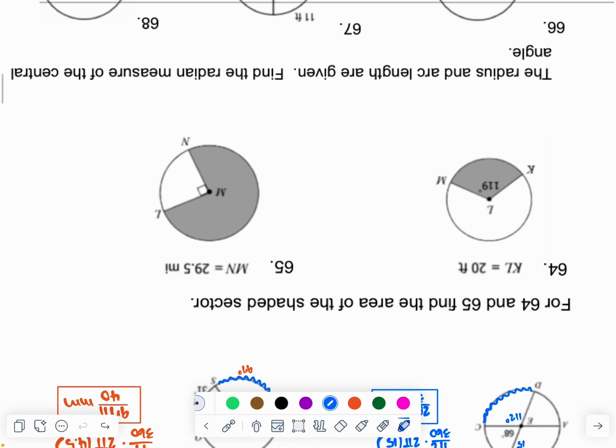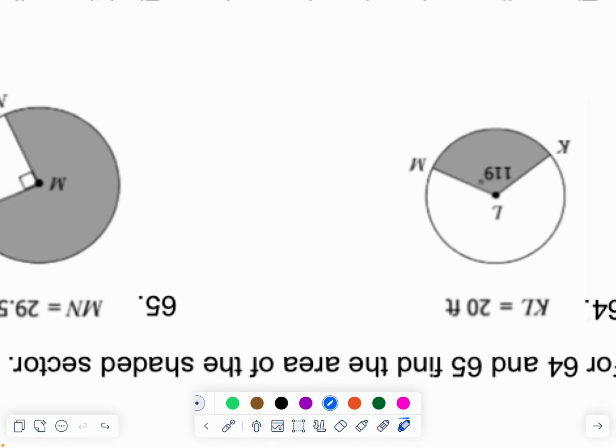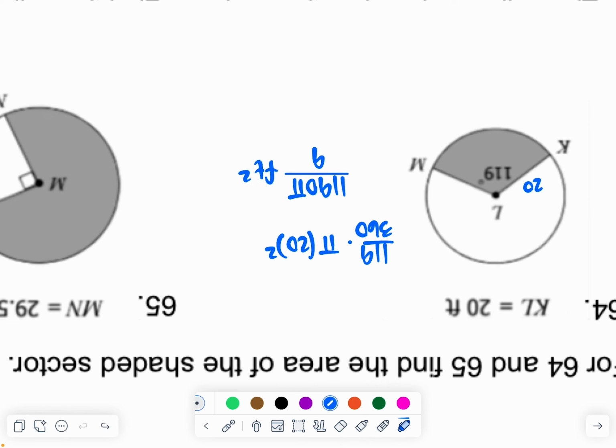All right, oh my gosh, the home stretch. Here we go. Find the area of the shaded sector. This is going to be a fraction of the area. If the radius is 20, we can clearly see that this sector is taking up 119/360ths of the total pi r squared area. So the area of the circle is 400 pi, but we only want 119/360ths of it. None of that's friendly numbers, so that's going to give me this lovely answer of 1190 pi over 9. Oops, 9 square feet.